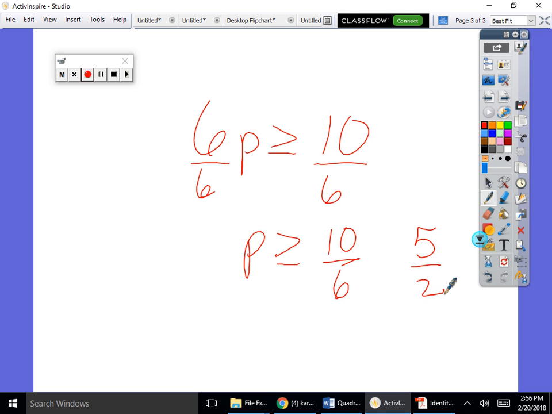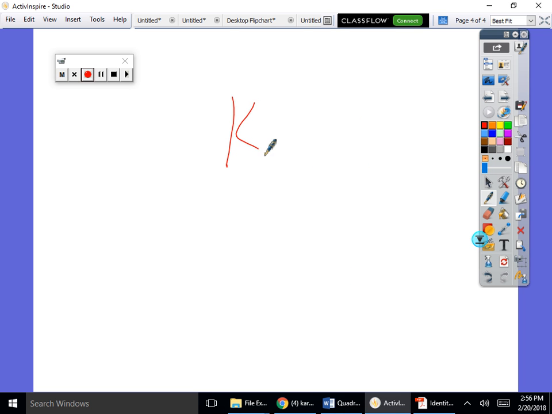4, 64. Because remember, this symbol here really means division. And the opposite or inverse operation of division is multiplication. So 8 times 8, 64. Good? Let me know if you're not.